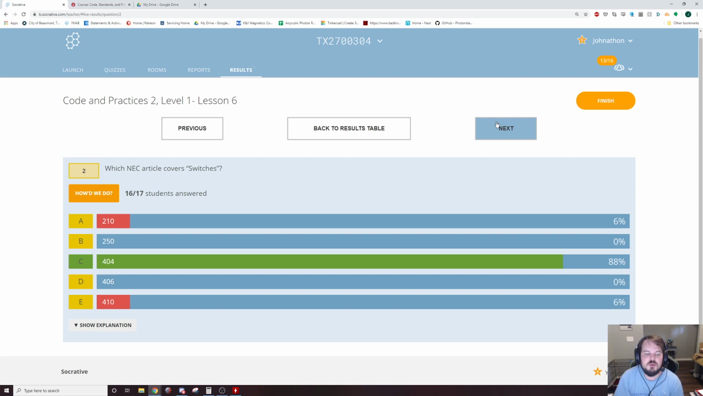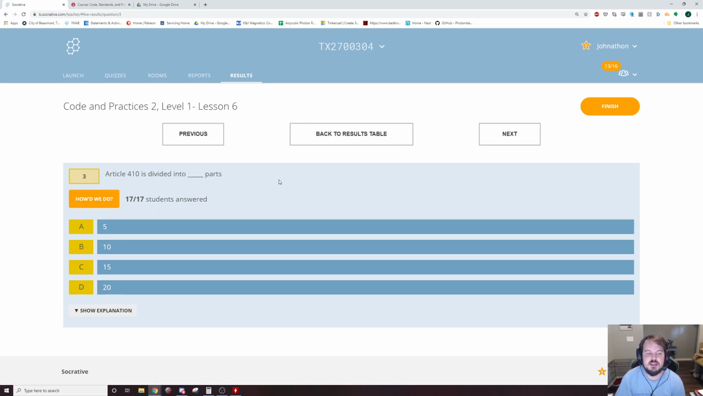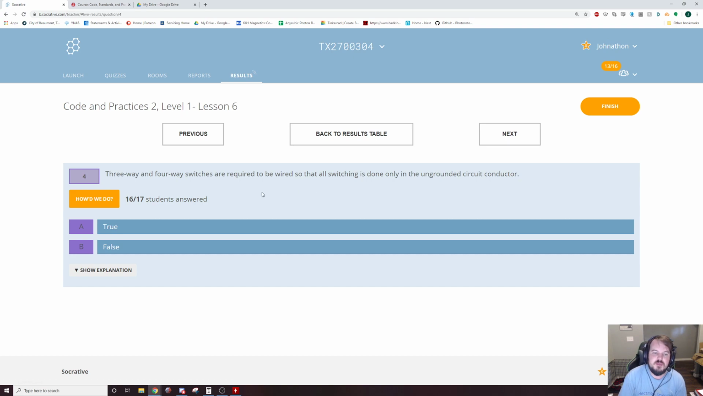So 404 covers switches, and Article 410 is divided into how many parts? Still table of contents right here. 15 parts. 410 is divided into 15 parts. You can see that in the table of contents. 3 and 4-way switches are required to be wired so that all switching is done only in the ungrounded circuit conductor, not service conductor. That'd be weird. So 404 is where we're going to be looking for that.